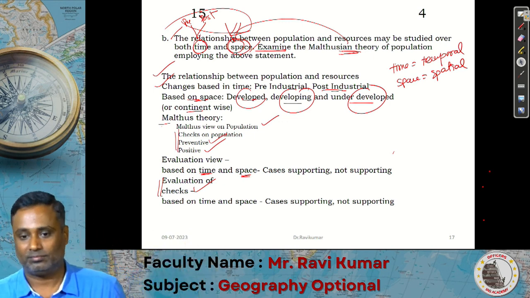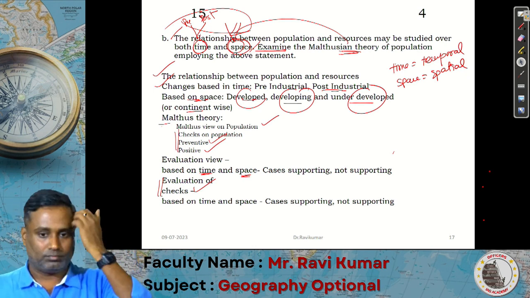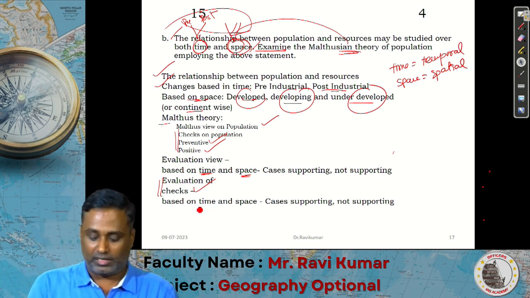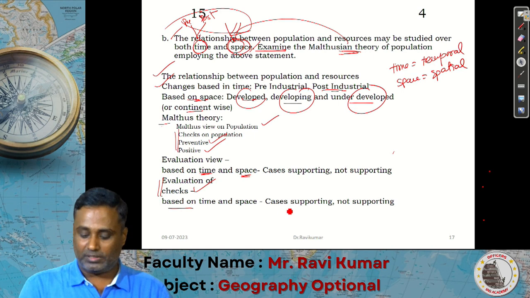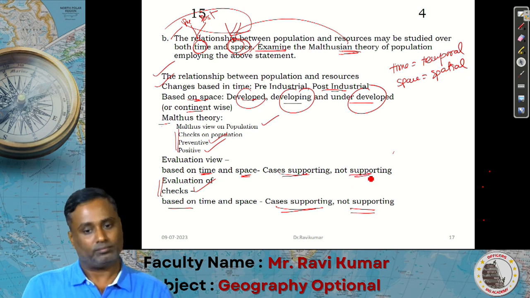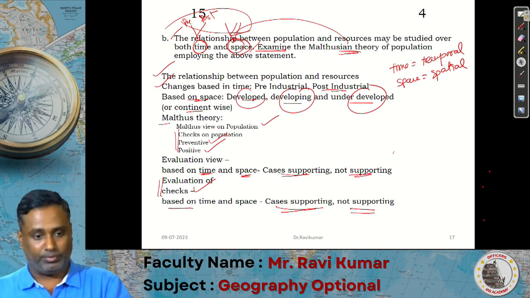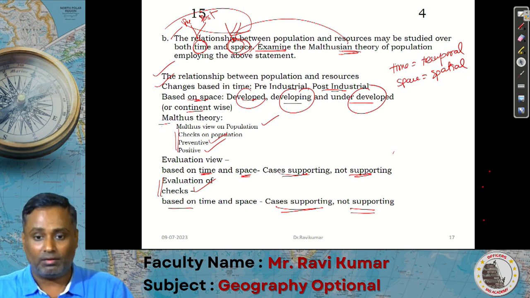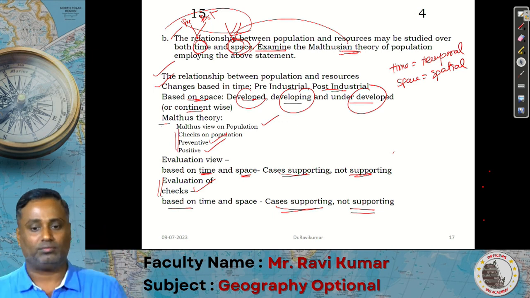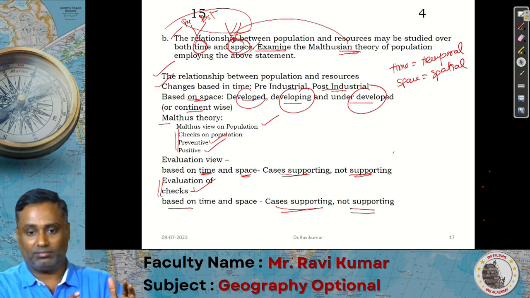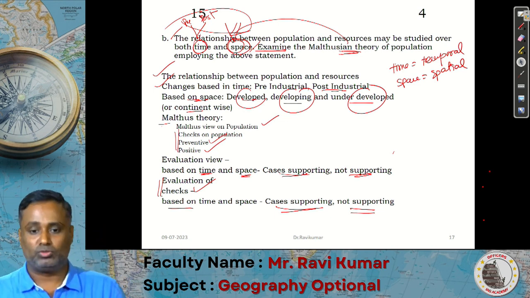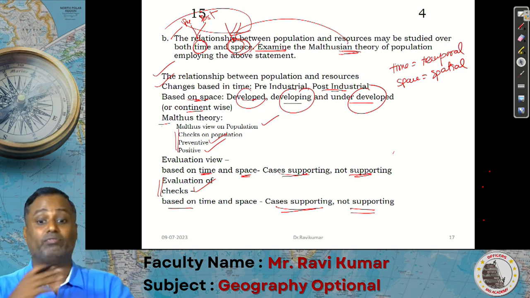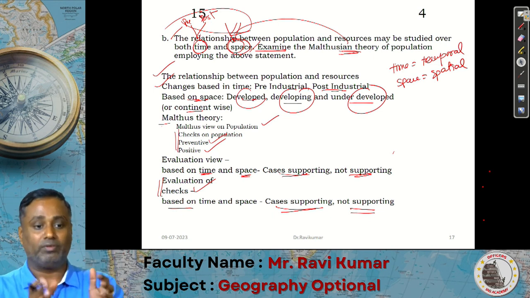So can we write this answer critically? Malthusian theory is only some part of development. Based on the time and space I gave, you can see cases supporting and cases not supporting. Yes, we are obviously going to write criticism of the Malthusian theory, but we cannot write whatever we want. We have to write the subtitles given by the question. I am restricting the subtitles. Obviously the question says to examine the applicability of the Malthusian theory, but from a different perspective. I am giving controls, not a free hand to write.